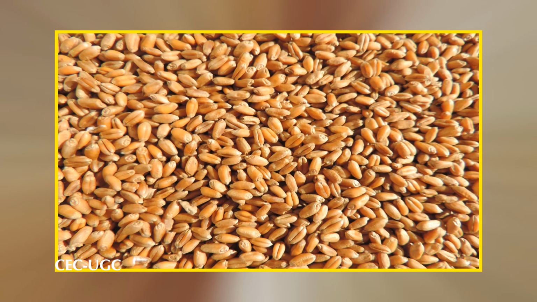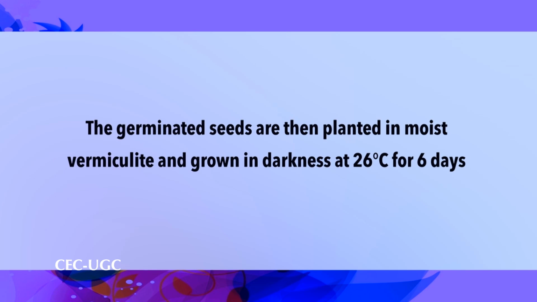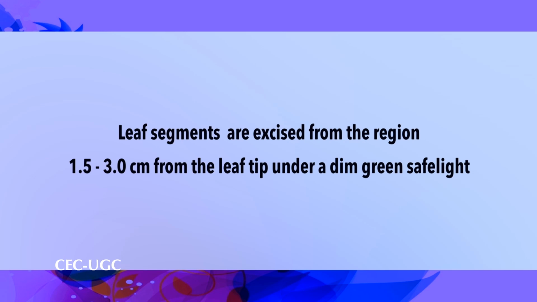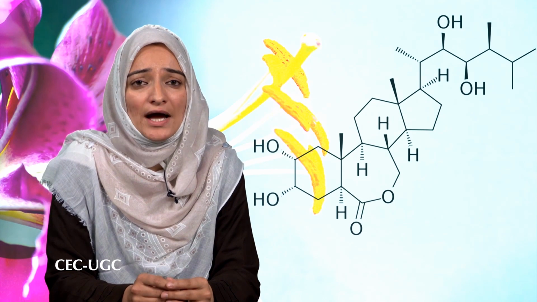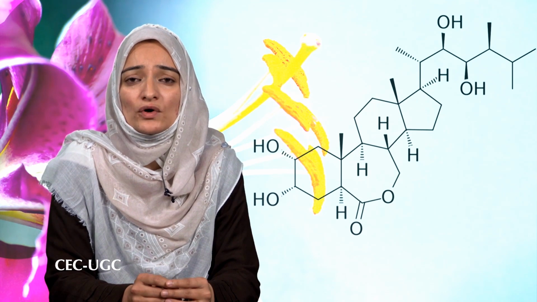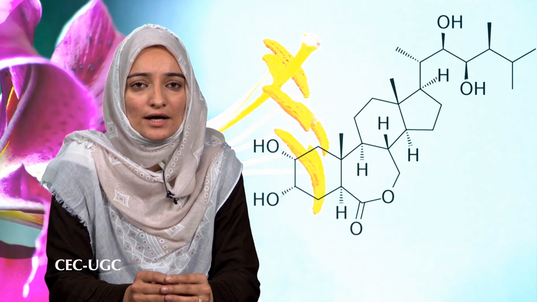Seeds of wheat are placed on a wet cotton sheet for 24 hours. The germinated seeds are then planted in moist vermiculite and grown in darkness at 26 degrees centigrade for 6 days. Leaf segments are excised from the region 1.5 to 3 cm from the leaf tip under a dim green safe light. 10 of these segments are incubated in 1 ml of 2.5 millimolar dipotassium maleate solution that contains a defined amount of the test sample for 24 hours at 30 degrees centigrade in darkness.